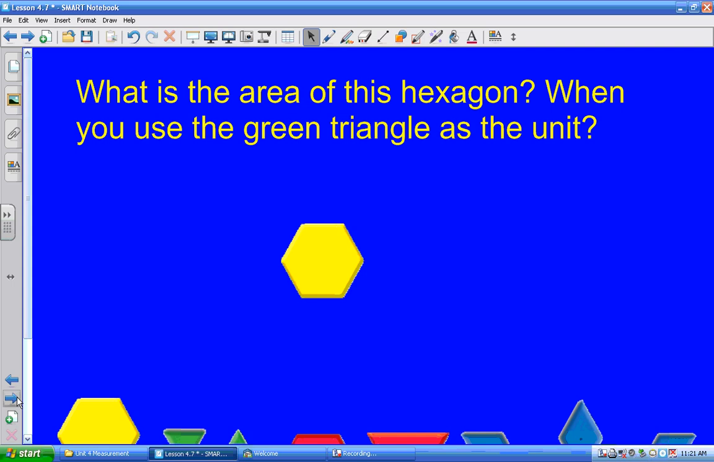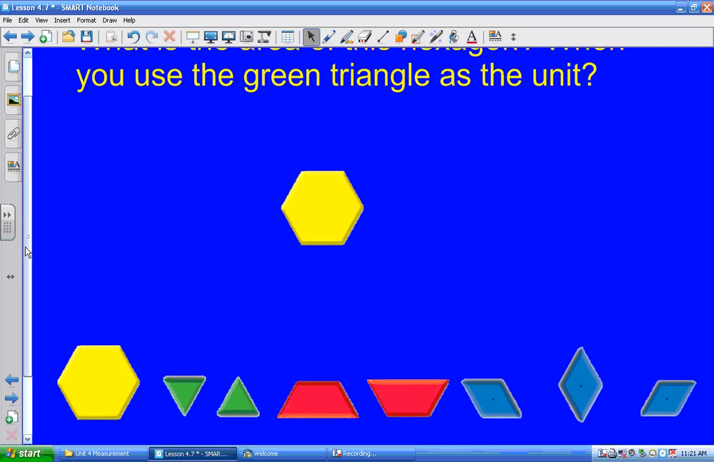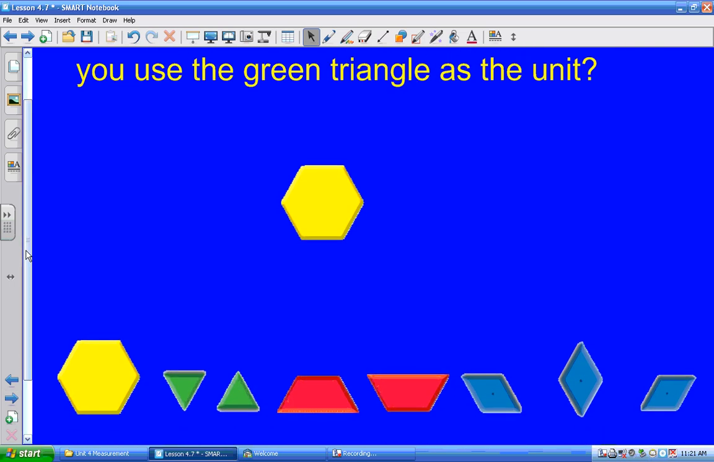This time, I want to know what the area of the hexagon is, but my unit this time is going to be the green triangle. So Sid, how many green triangles do you think it's going to take to cover this one? 3? Ryan? 6? Tiffany? 6? Oh, okay, we all say 6. Okay, so let me find out.